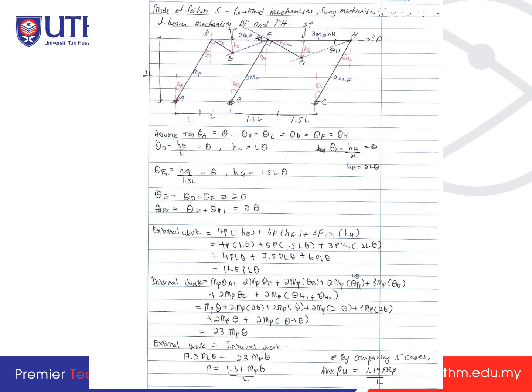Okay, so next, and this is the last, is the combined mechanism, where we combine 5P and 3P. Why didn't we combine 4P and 3P? Because we can estimate that when the loads 5P and 3P are combined together, it's supposed to be greater than 5P plus 4P. So that's why we only choose one, to skip the other and get the answer faster.